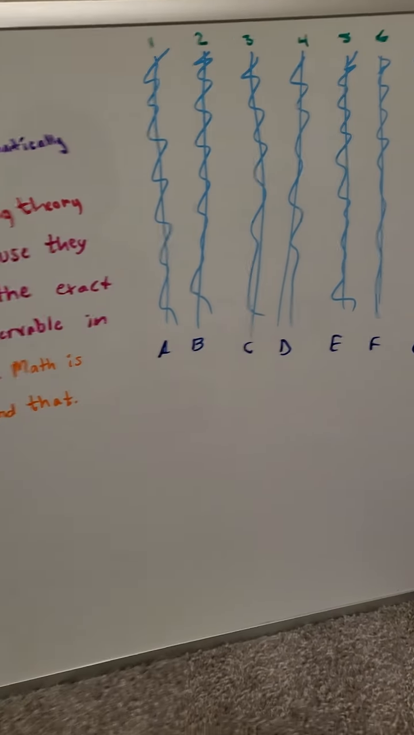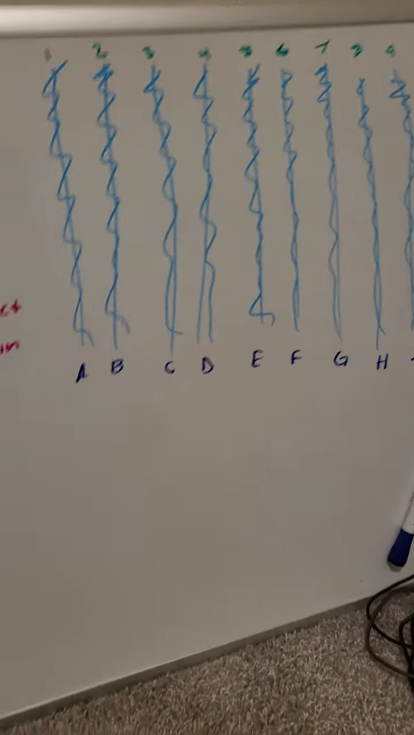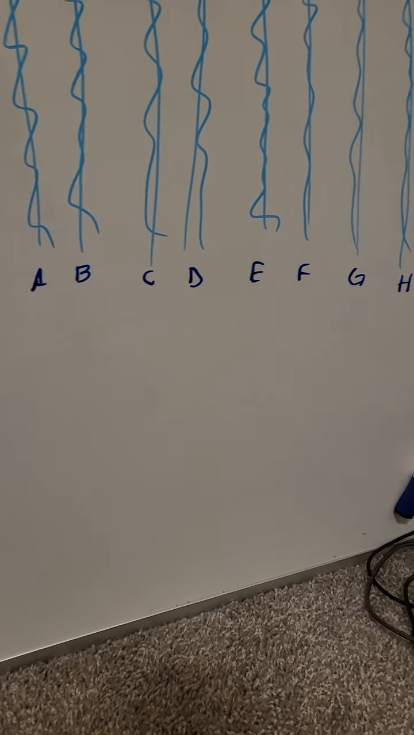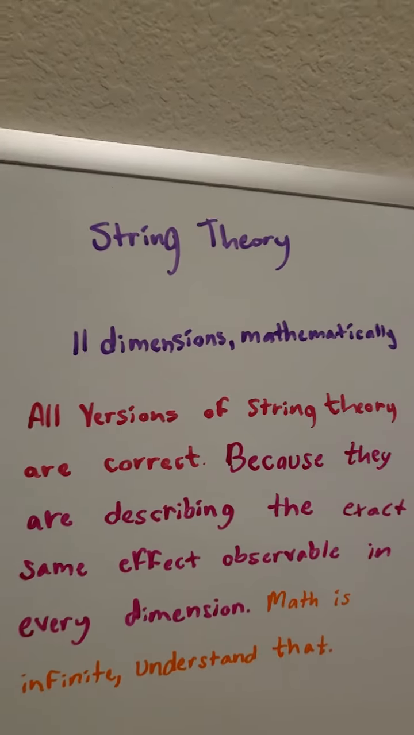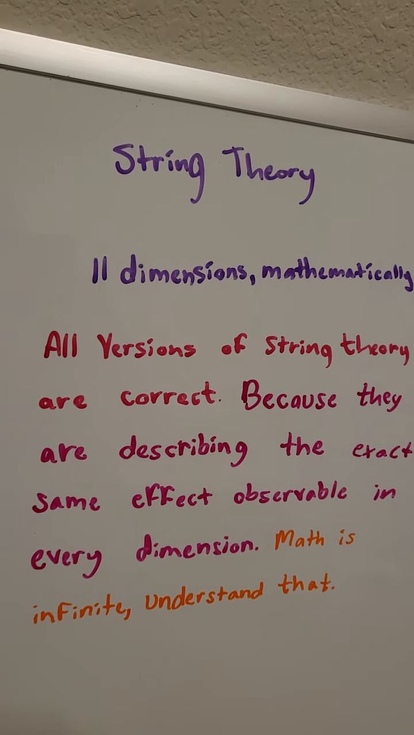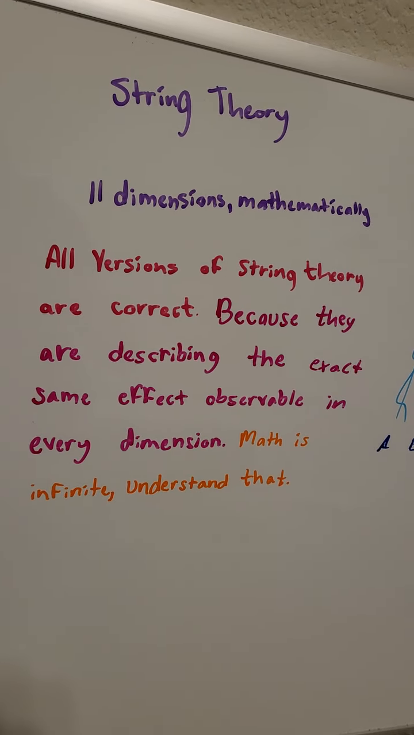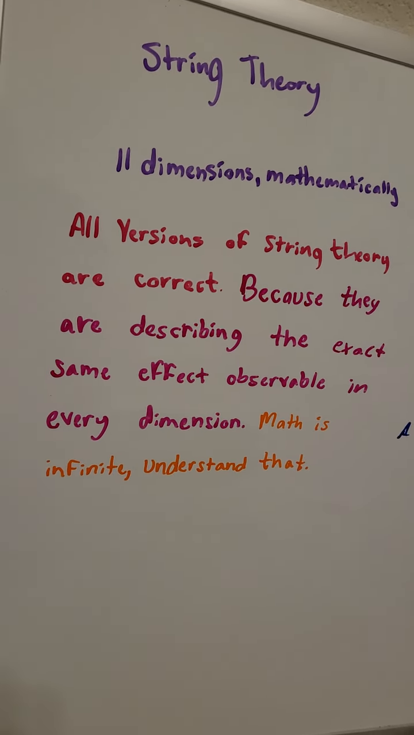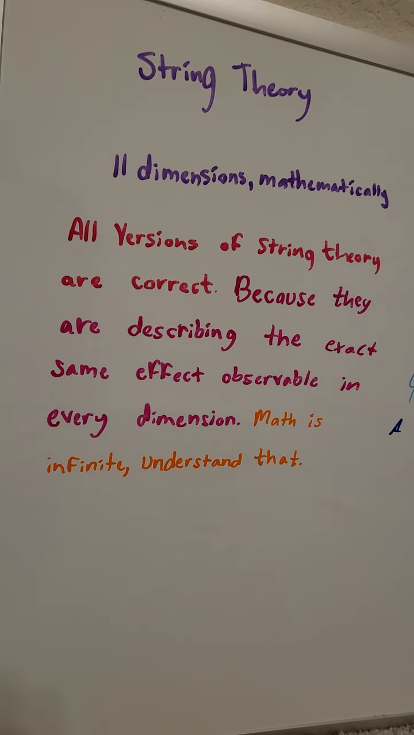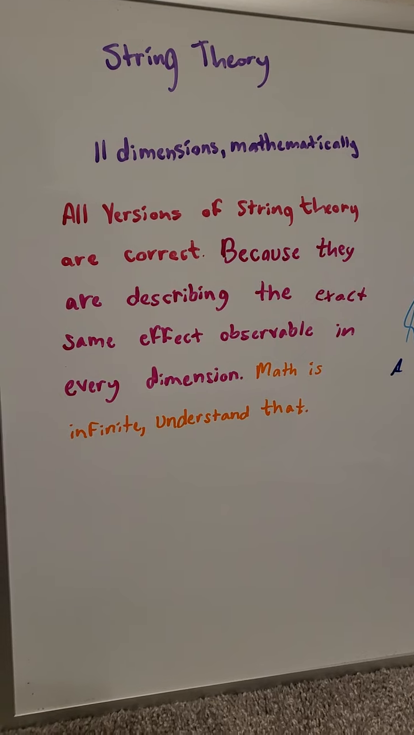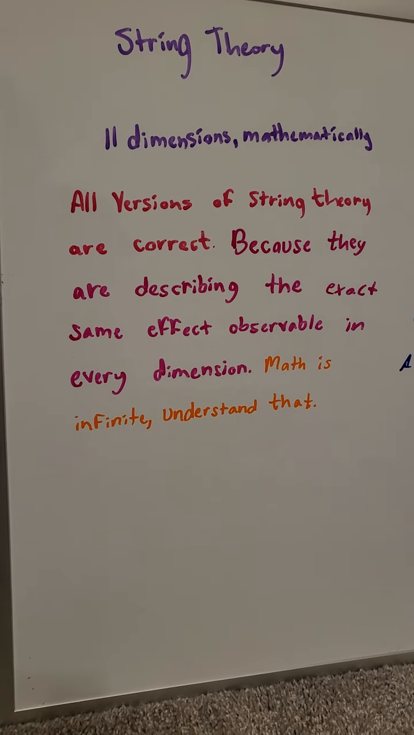Okay, basically what I'm saying is, I was watching a video the other day that said, in string theory, they have it mathematically, 11 dimensions. All versions of string theory are correct. And I'm saying that's because they're describing the exact same effect observable in every dimension. I'm saying math is infinite. Understand that. You already know this intuitively, but you keep forgetting that you know this for some reason.